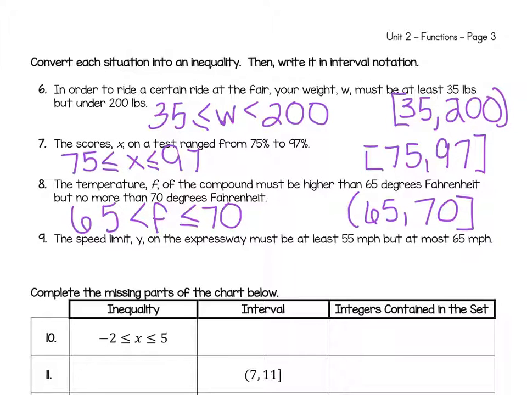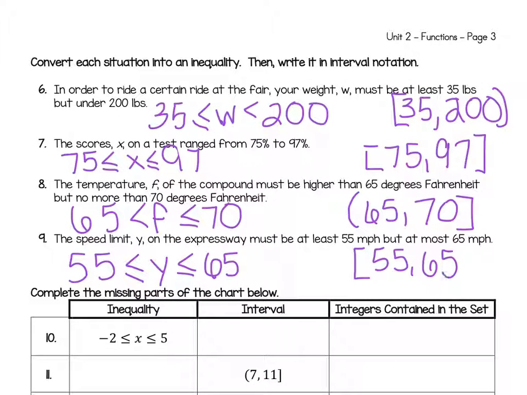Lastly, the speed limit Y on the expressway must be at least 55 miles per hour. Okay, so at the very least, that means Y can equal 55, but you can drive at most, which means you can drive 65, but under 65, it can equal that. So 55 is less than or equal to Y, is less than or equal to 65. And since both 55 and 65 are included, that means we get to use our closed brackets.